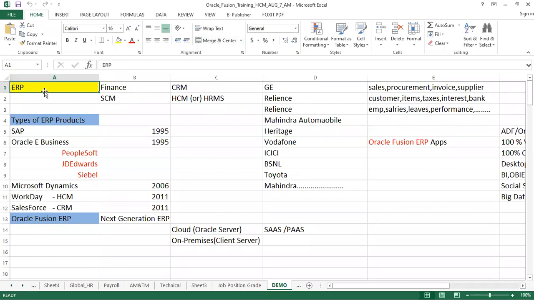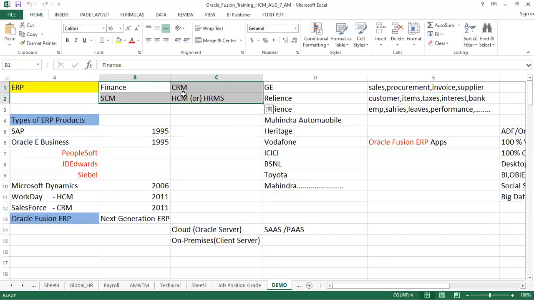That's what we'll call it as ERP. Mainly we'll find financials. If we take any ERP software, it contains the financials and supply chain management, customer relationship management, and human capital management here. So we can find all these options. It is financials, supply chain management, customer relationship management, human capital management.